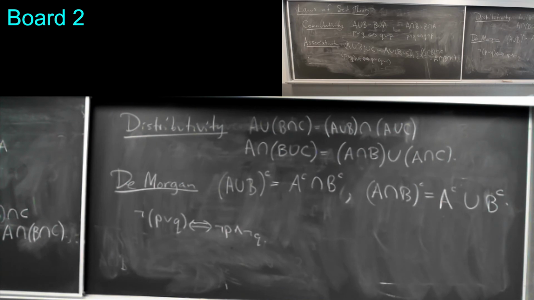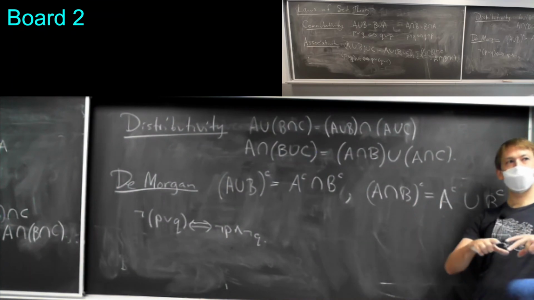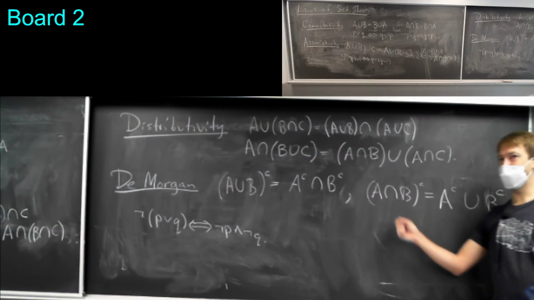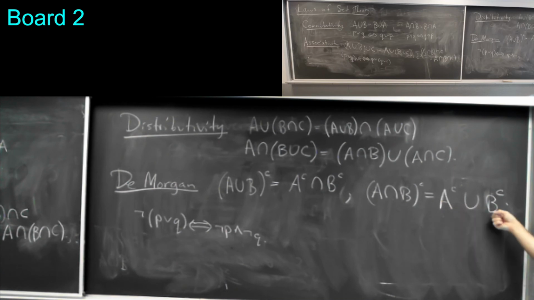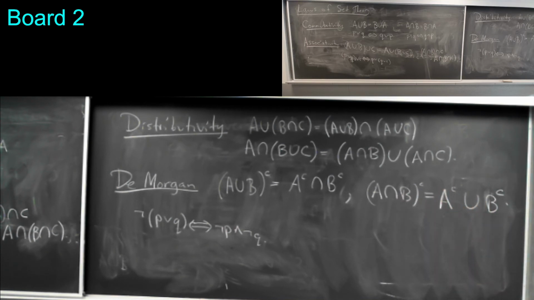If you think about this in terms of the Venn diagram, think about which regions A intersect B makes, what's the complement of those regions, and then think about the complement of A union the complement of B, which regions are those. You can see it's actually the same thing. So these are really equal. But is that one okay? Any questions? Okay.